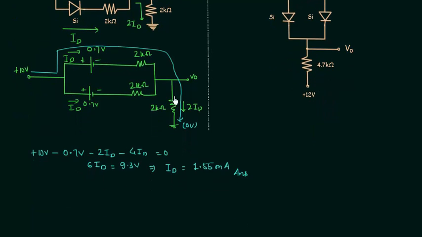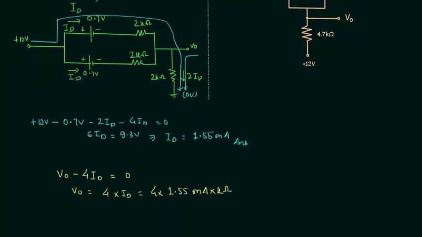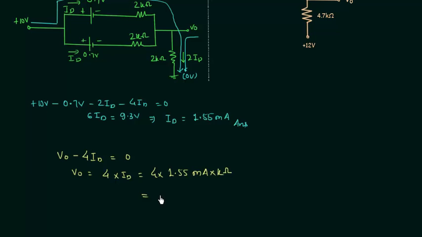Now we will find out V0, the voltage across this resistance, and I will start from V0 and move towards 0 volt. So we have V0 minus 4ID equal to 0. So V0 is simply 4 times ID. ID is equal to 1.55 milliamps, and 4 kilo ohm resistance is there. So the unit is going to be volts, and the value is equal to 6.2. So we have 6.2 volts as the answer.